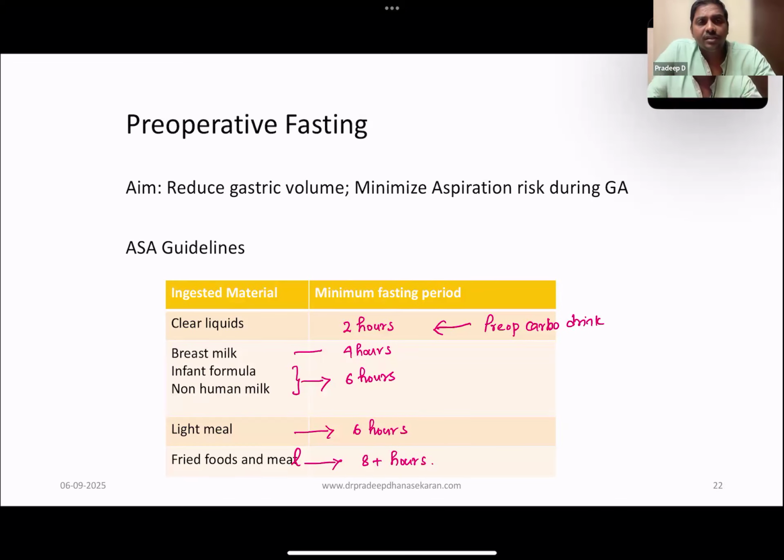The aim of preoperative fasting is to reduce the gastric volume and minimize the aspiration risk. According to the ASA guidelines, based on the ingested material, the minimum fasting period required for clear liquids is 2 hours. For breast milk, 4 hours. Infant formula or non-human milk like cow's milk, you require 6 hours. A light meal requires 6 hours. Fried foods and meals like biryani, french fries, etc., you require 8 or more hours. So these are the ASA guidelines for fasting.